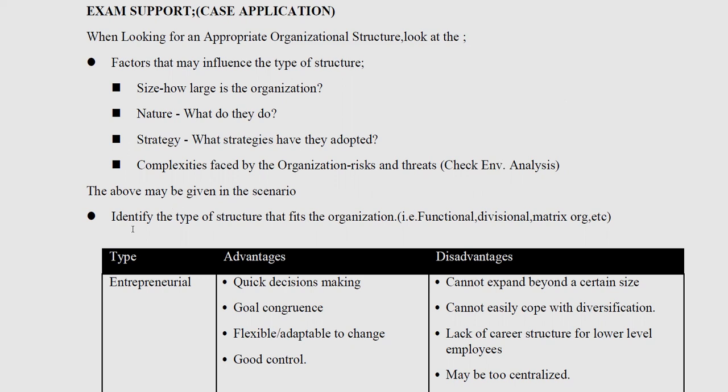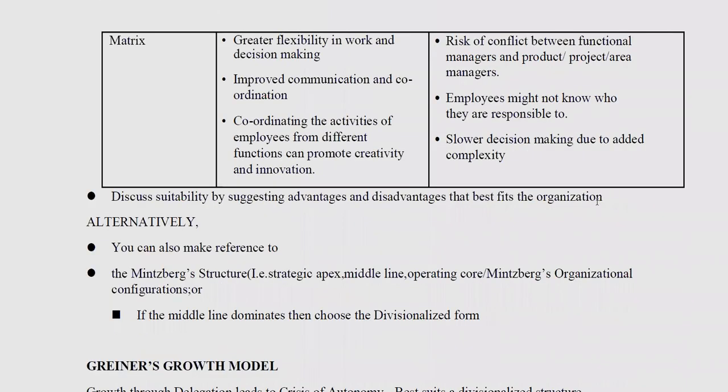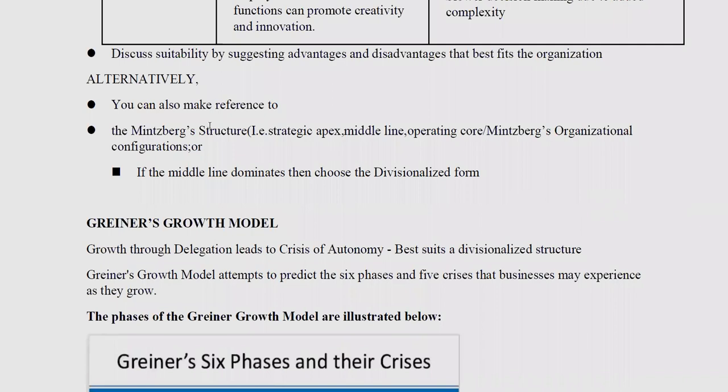So after that, you identify the type of structure that fits with the organization, whether it's functional, matrix organization, and the rest, and all that. You just need advantages and disadvantages, just like we discussed. So when you finish, you discuss whether the structure that you have selected is suitable by suggesting the advantages and disadvantages that best fit that organization.